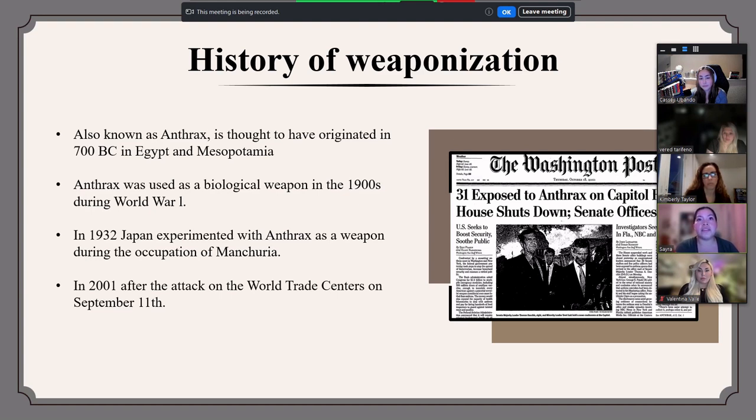After 9/11, letters were sent to U.S. Senator offices and news media agencies, and the powder was placed so that when opened it floated in the room and was inhaled, which is the most serious form of exposure to the spore. Five people died from the attack and many people were exposed.